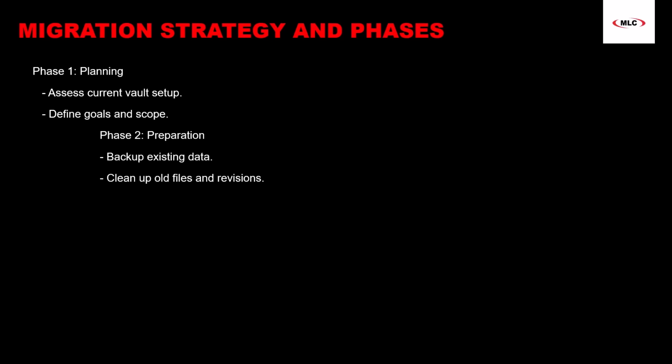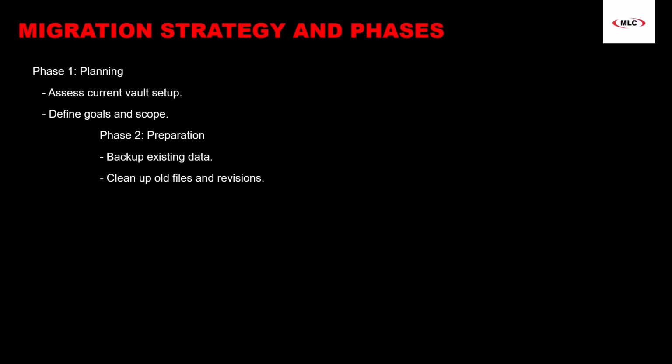Now, if this seems a little bit overwhelming, let me give you our general migration strategy and our phases of how we accomplish these types of migrations. The first is it's always good to have a plan. Phase one, set up a plan, right? Make sure that you know how to get access to your current vault, and I like to assess your current vault setup and define the goals and the scope of the migration, right? When is this going to be happening? Who's going to be doing what, and who's going to be communicating with the appropriate people.